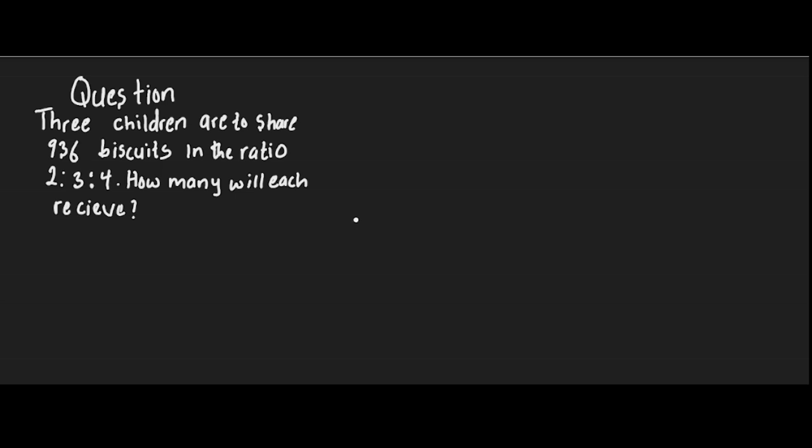We have a question here. 3 children are to share 936 biscuits in the ratio 2:3:4. How many will each receive? Solution.